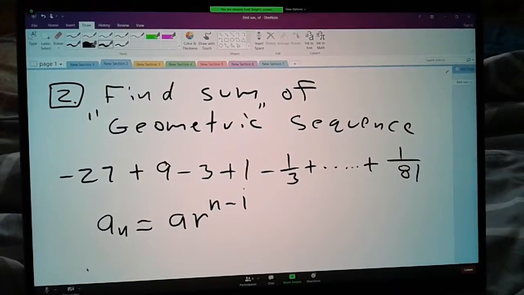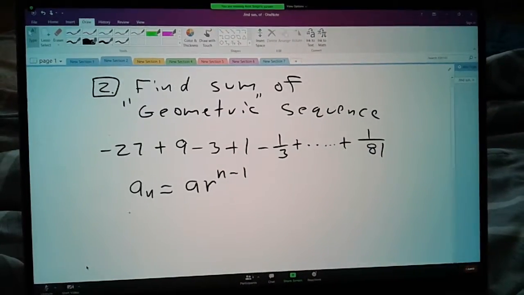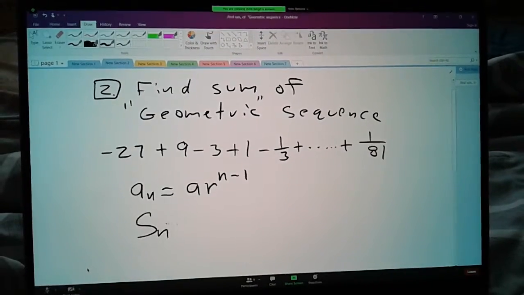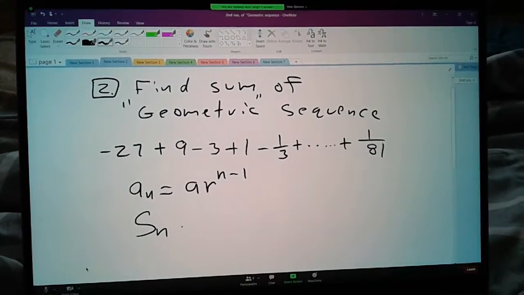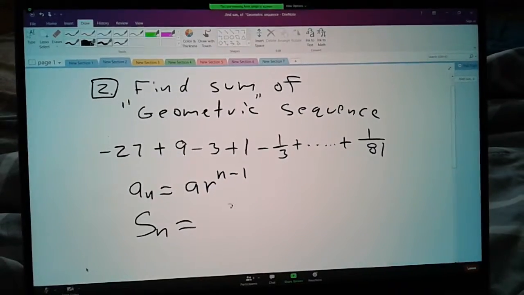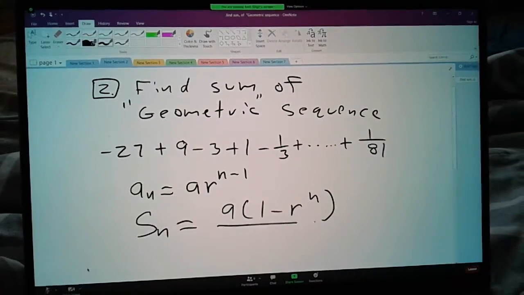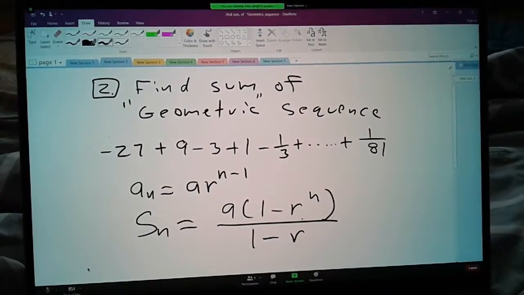So this is the formula for a geometric sequence: a_n equals a times r to the n minus 1. So we talked about the sum. The sum of a finite sequence is S_n equals a times 1 minus r to the n, over 1 minus r.